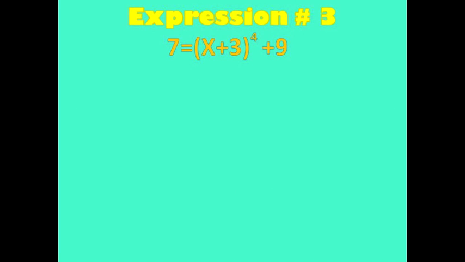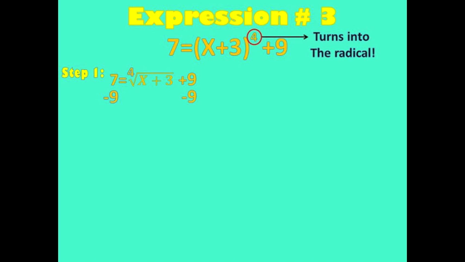Now something a little harder. Since this expression isn't already in radical form, you would use 4 above the x plus 3 as the radical. Then your first step is to isolate the radical by subtracting 9 from each side. Once you do that, your radical is equal to negative 2.